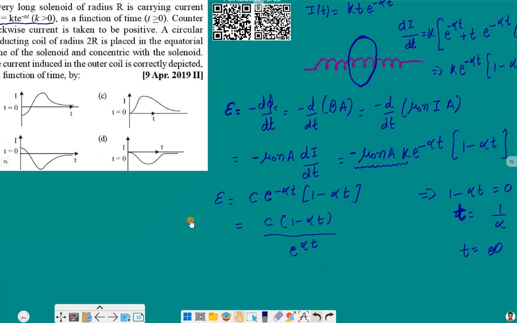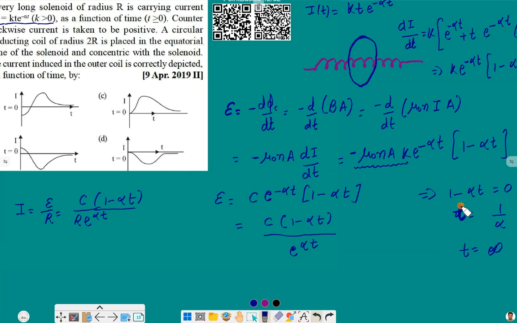Now the graphs given are current versus time, while we have EMF versus time. So similarly, we can form current from this equation. Current will be E by R, so it will be C by R into e raised to power alpha t, times (1 minus alpha t). Again, current will be 0 when EMF is 0. So current will be 0 at t equal to 1 by alpha, and current will be 0 at infinity, when time is very large. When time is very large, in all of these graphs, current is 0. So all of the graphs satisfy this condition.